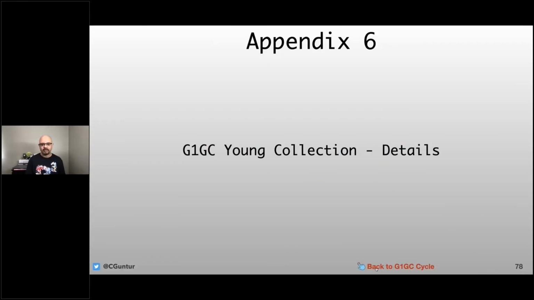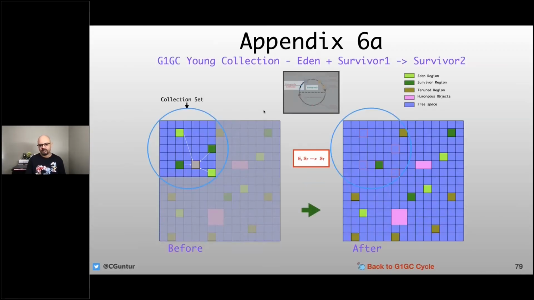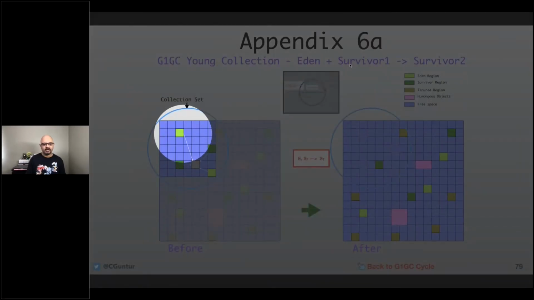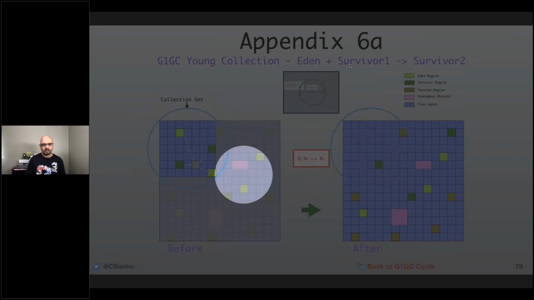So going through very quickly, this is your Eden plus Survivor. The same picture we saw for generational garbage collection, where I have the Eden region. You have the Eden region and a Survivor region, and all live objects from there are moved to a new Survivor region. So basically what we do is we take an empty cell and we move all the live objects from Eden and Survivor 1 to Survivor 2.